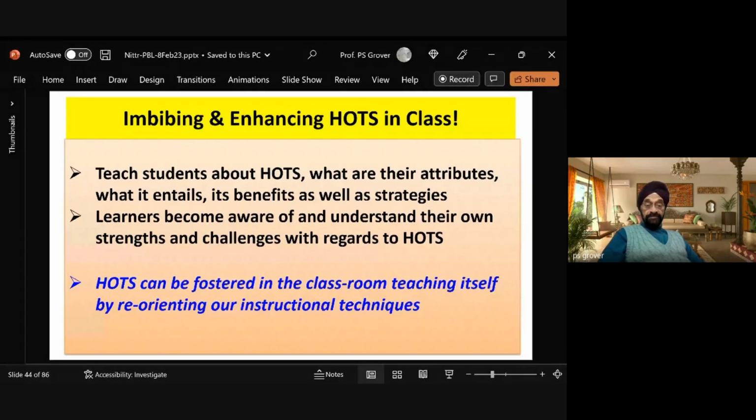If you look at these things, you will appreciate that students do not understand what critical thinking is. Students do not know what problem solving skill is. Teachers also do not know; most of the teachers do not know what the attributes of an entrepreneurial mind are, or the attributes of a critical thinker. This gap is there.